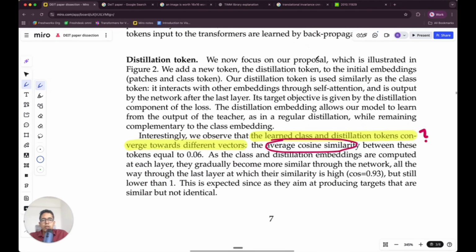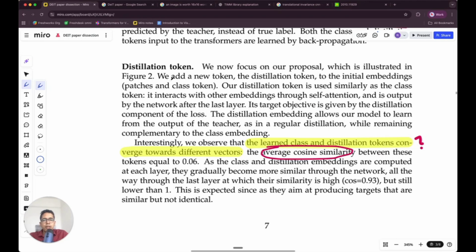We now focus on our proposal, which is illustrated in figure 2. We add a new token, the distillation token, to the initial embeddings, which are the patches and the class token. Our distillation token is used similarly as the class token. It interacts with other embeddings through self-attention and is output by the network after the last layer. Okay, let's read this.